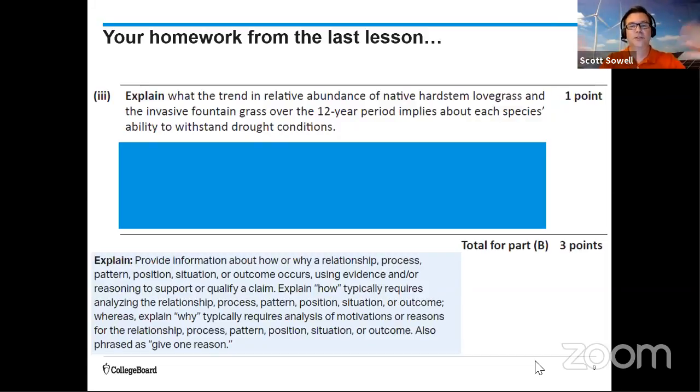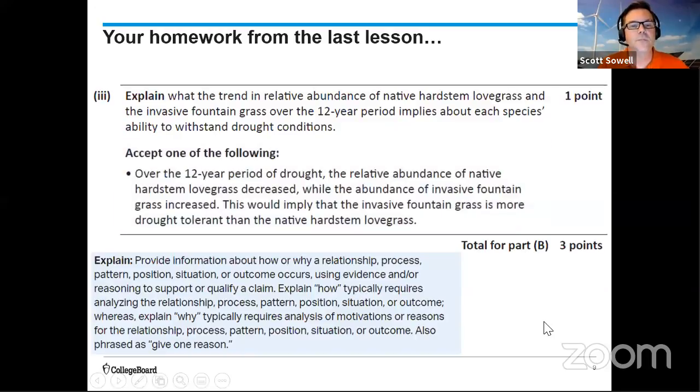So there's a description part of this, but then there's also a justification. There should be some verbs in there that show you know what you're talking about. So here is an example. Over the 12-year period of drought, the relative abundance of native hardstem lovegrass decreased, while the abundance of invasive fountain grass increased, period. This would imply that the invasive fountain grass is more drought tolerant than the native hardstem lovegrass.